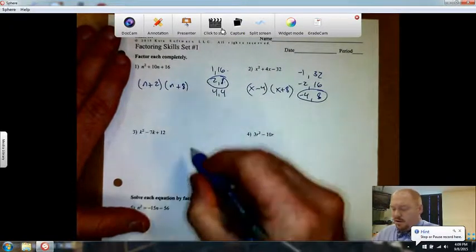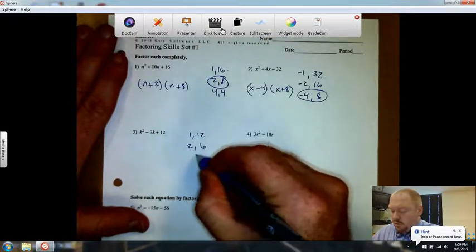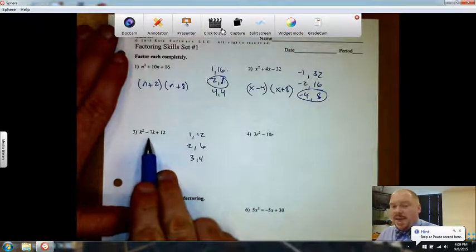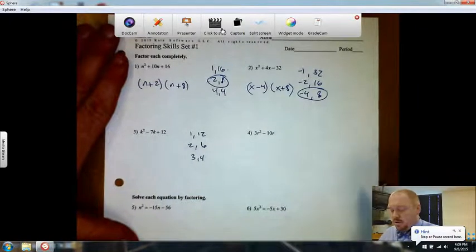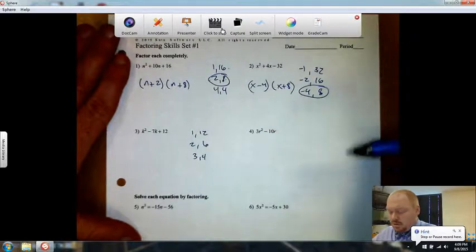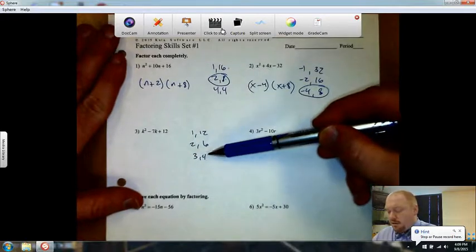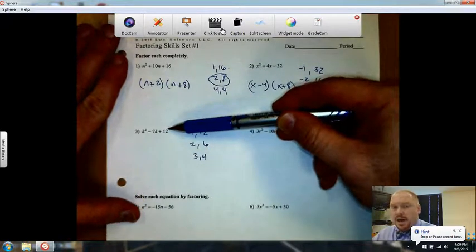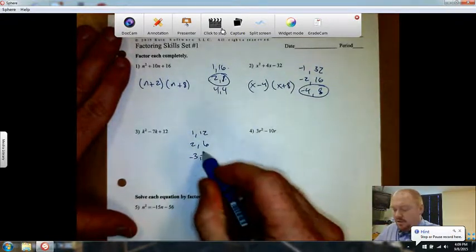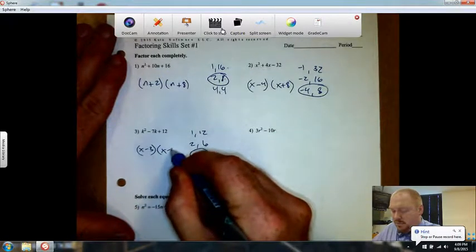For number 3, 1 and 12, 2 and 6, 3 and 4. But I need numbers that multiply together to give me 12, but add together to give me negative 7. Well, 3 plus 4 gives me positive 7, okay, but I need negative. Well, if I do negative 3 times negative 4, that still gives me positive 12, but it also adds together to give me negative 7. So that's my pair right there, x minus 3, x minus 4.